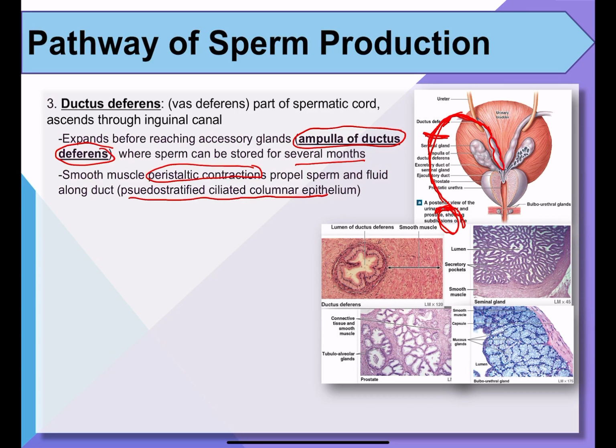So this is that expanded region we were talking about before entering the ejaculatory duct and the urethra. So don't mistake the seminal gland with the ampulla of the ductus deferens, especially when we're talking about the lab practical coming up.